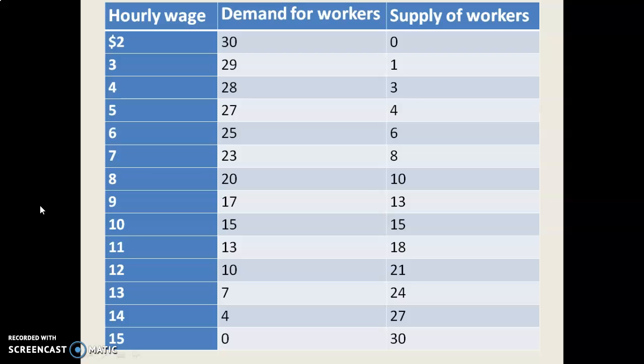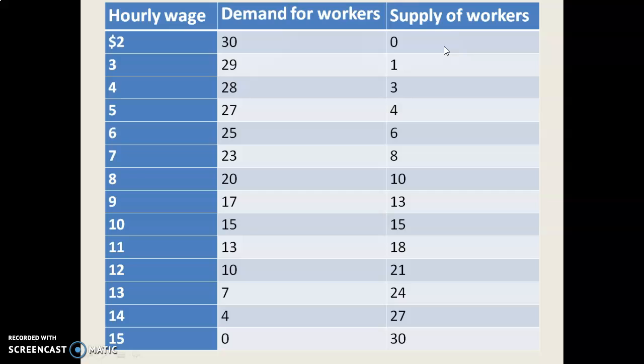The supply of workers represents the number of people who would be willing to work for the hourly wage that is shown. So if we look at the first wage shown, that is $2 per hour. At $2 per hour, there's going to be a demand for 30 workers for whatever this unskilled job is. However, that's a very low wage. The supply of workers, that is the number of people willing to work for $2 per hour, is 0.